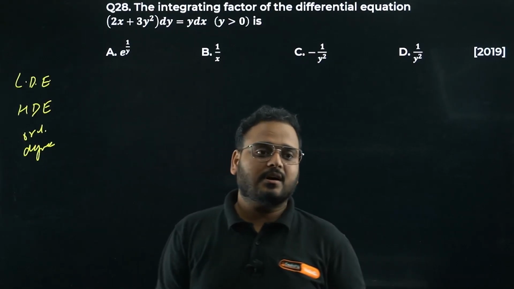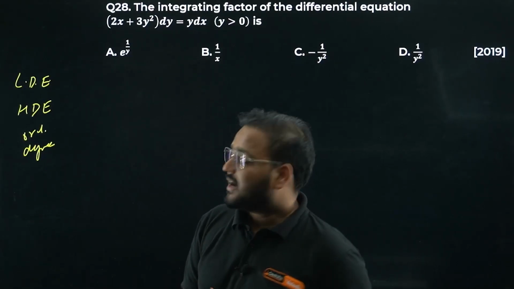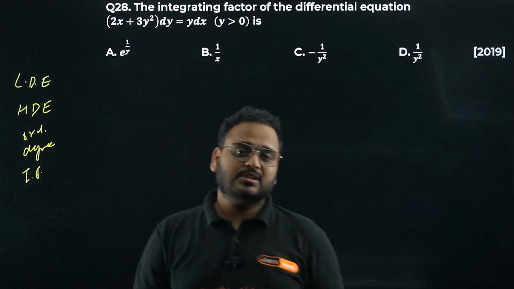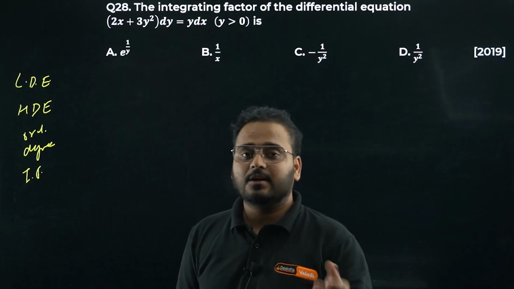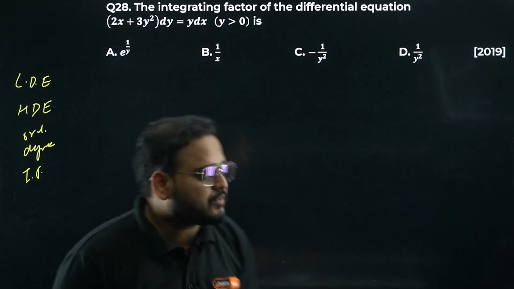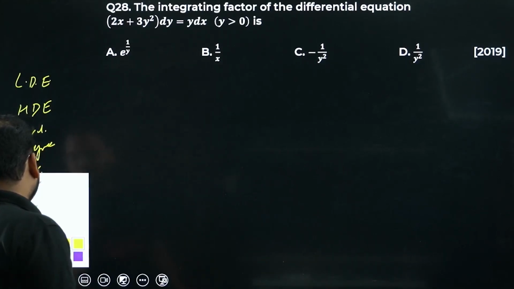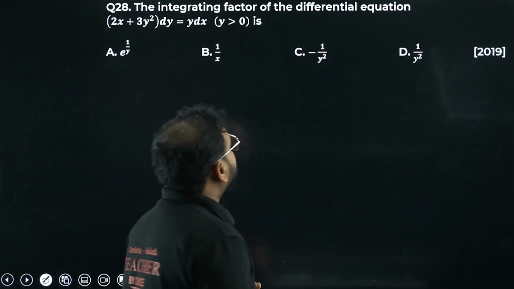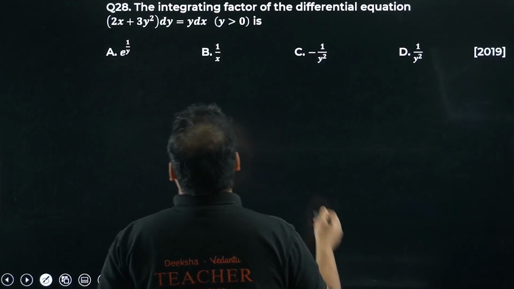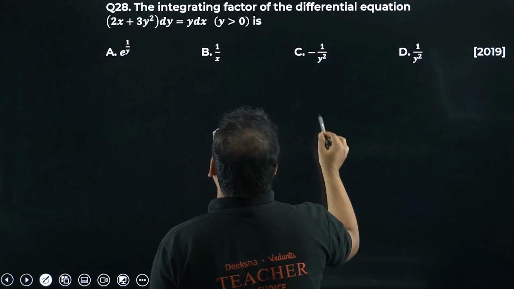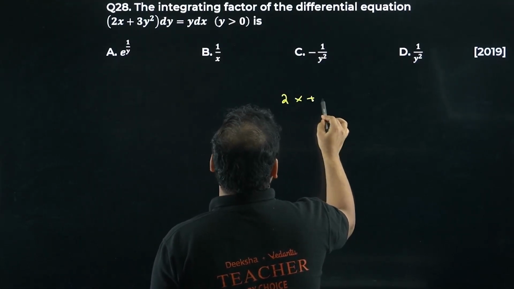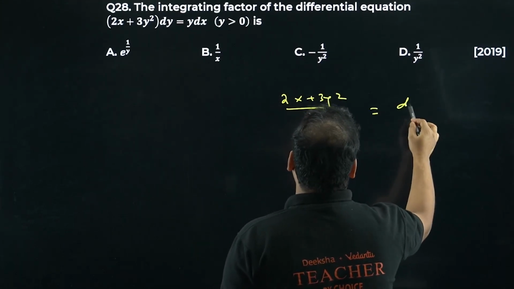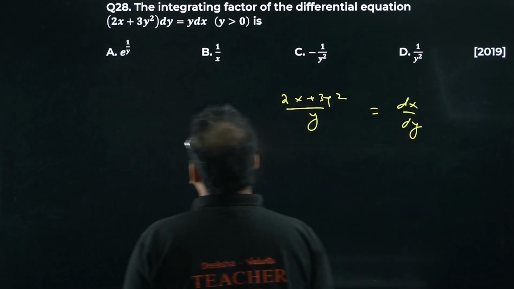And apart from these three, you also have questions on integrating factors. That's again based upon LDE only. So these are the important topics. You can see the trend is there. So please solve these questions. Let me remove all of it and we'll start again. So we have 28 now, the integrating factor of the differential equation. Okay, let's do it. I can write this as 2x plus 3y square upon y. And this side I have dx upon dy.